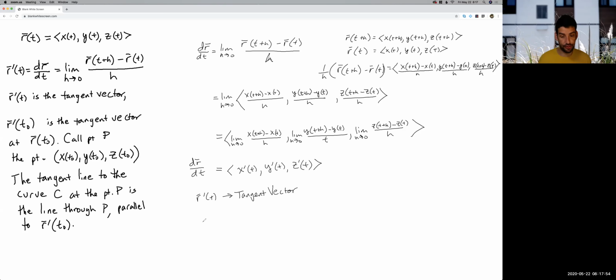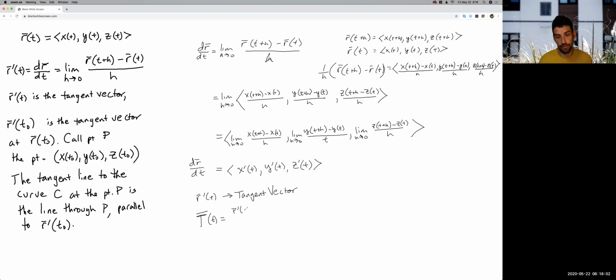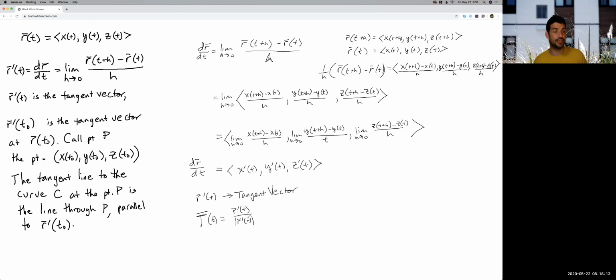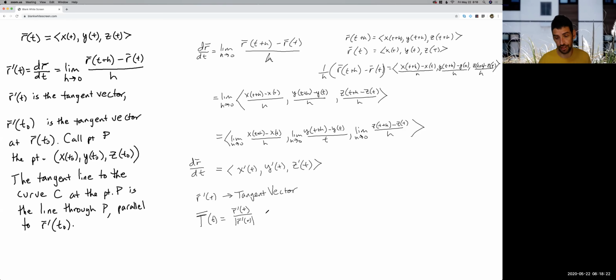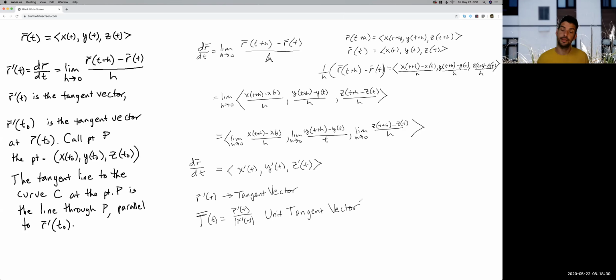So we define a new vector. We usually call it capital T of t, and it's going to be r prime of t divided by the magnitude of r prime of t. And remember what happens when we divide a vector by its own magnitude. We get a parallel vector, so a vector in the same direction, but unit size. So this vector here we call the unit tangent vector.